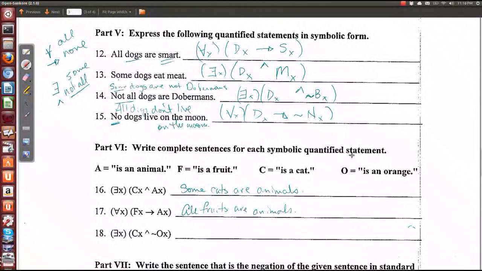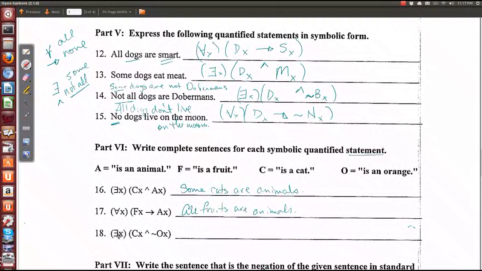And remember that these are statements. I'm not saying that these are true or they're false. I'm just saying that they have a true or false value. So some cats are animals certainly is a true statement. All fruits are animals certainly a false statement. But I'm not asking for the truth value. I'm just asking for the sentence to be written.